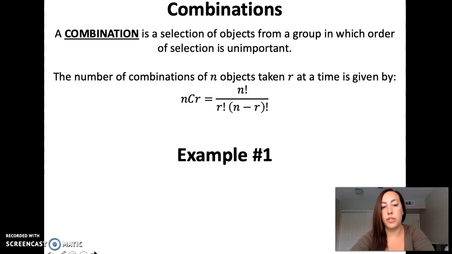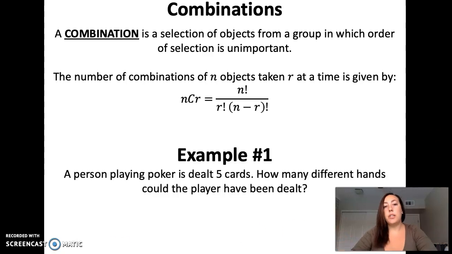So let's do an example, just a simple one. A person playing poker is dealt 5 cards. How many different hands could the player have been dealt? So here, order is not important, right? You get your 5 cards, your hand of 5 cards. You don't care what order they got to you in. You just have 5 cards in your hand. So this is an example of when order does not matter. A deck of cards has 52 cards.